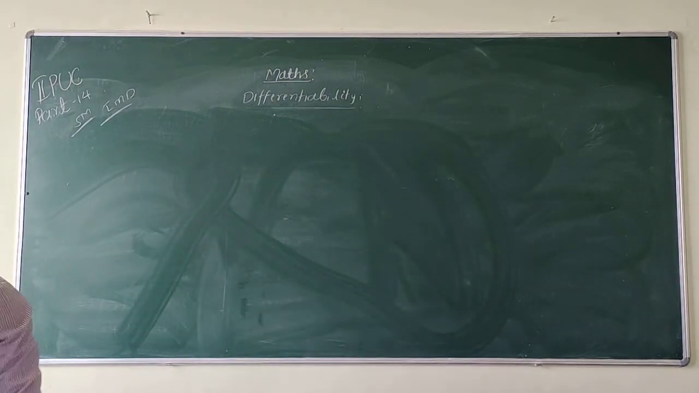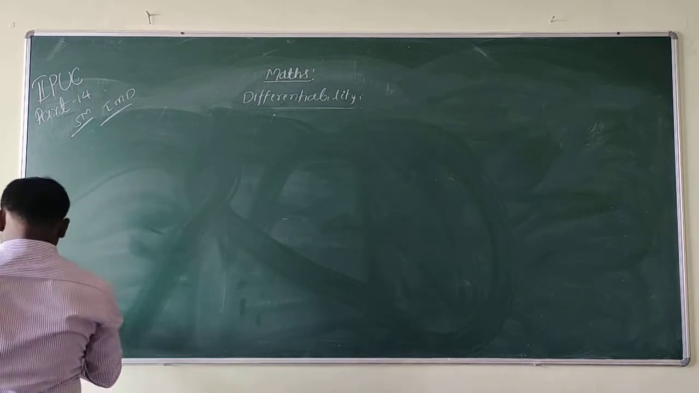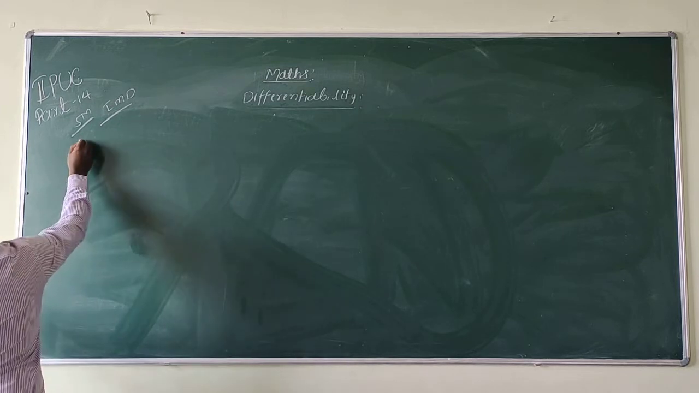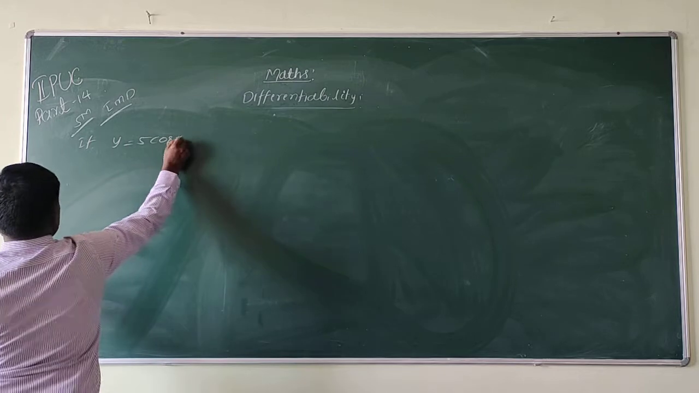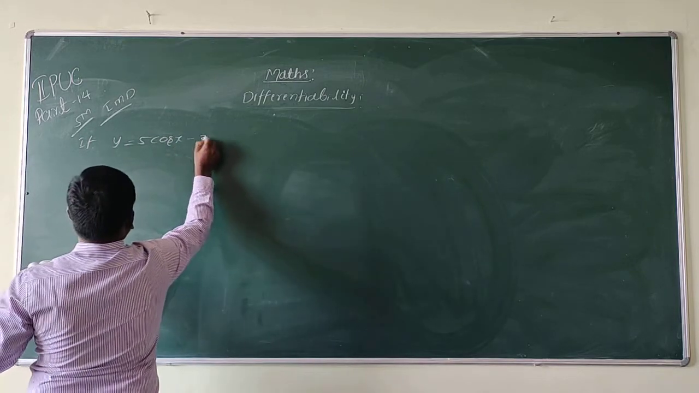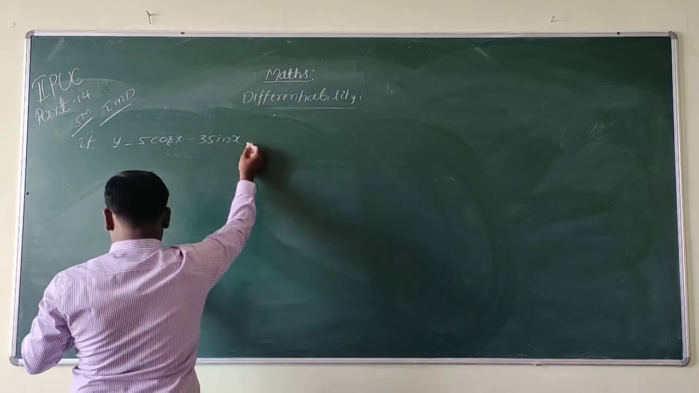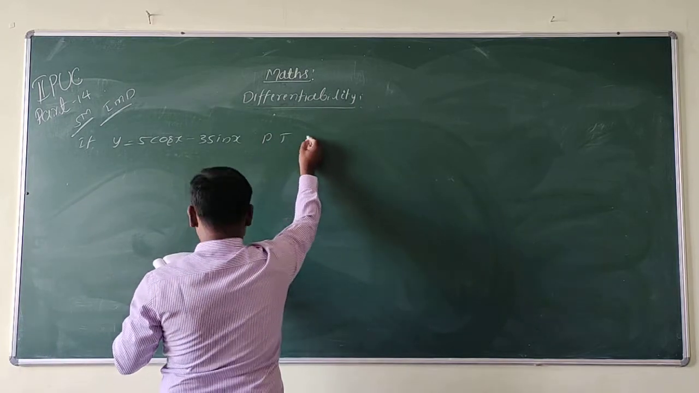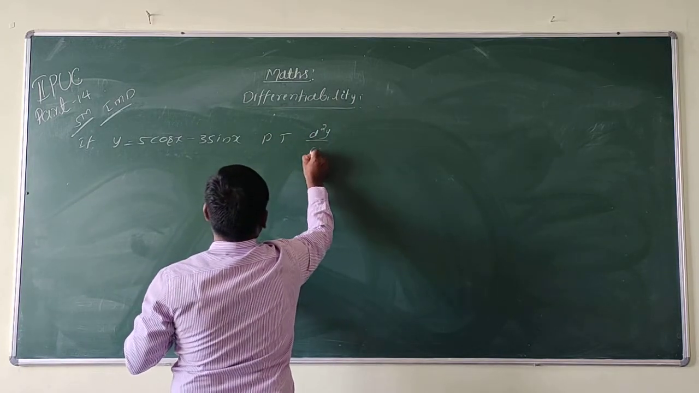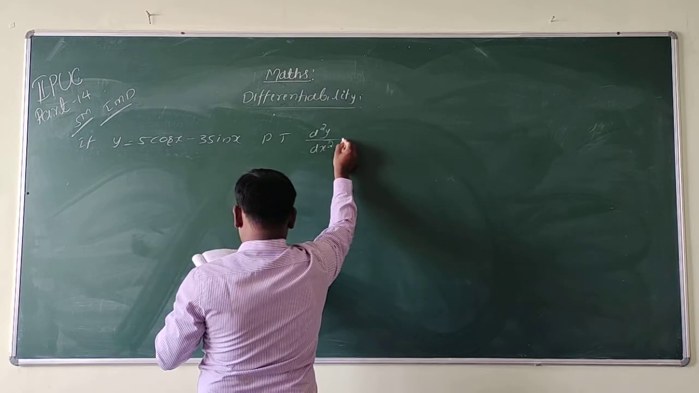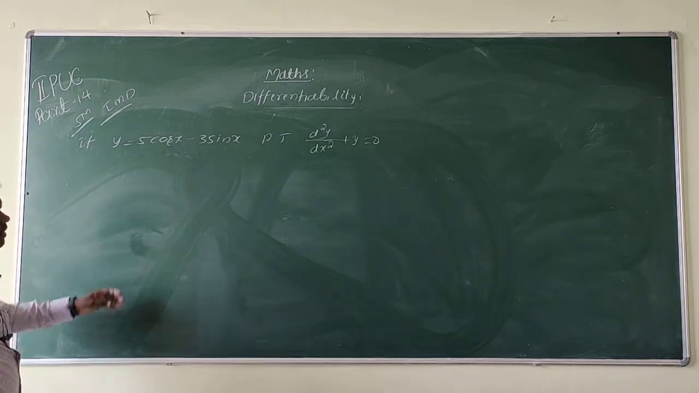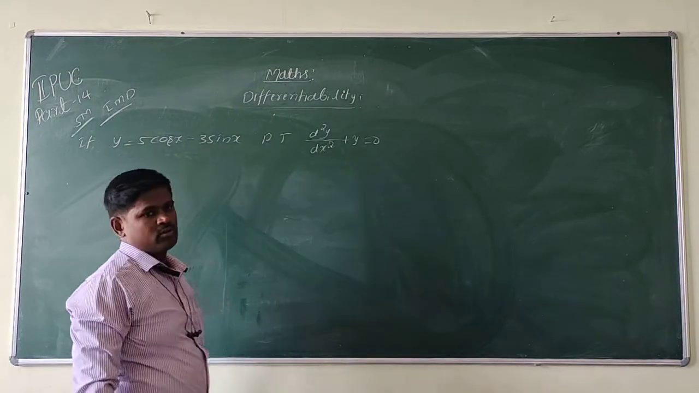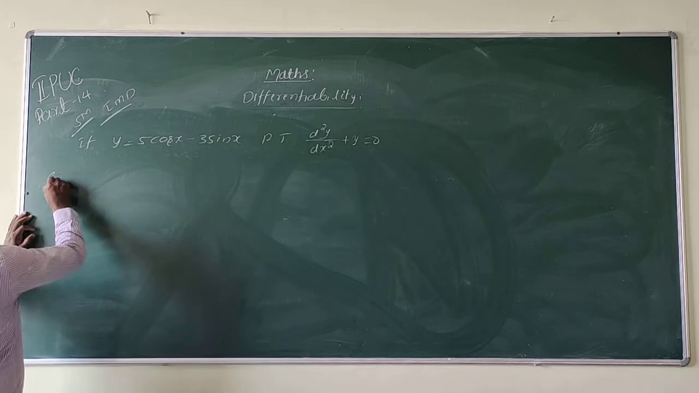First one is, if y is equal to 5 cos x minus 3 sin x, prove that d square y by dx square plus y is equal to 0. Okay. So we are going to prove that d square y by dx square plus y is equal to 0. Okay. So solution.